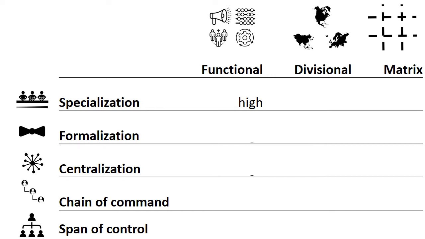Functional structures tend to be high in specialization because each department is specializing in a certain business function. They tend to be high in formalization because each department is responsible for specific tasks. They tend to be high in centralization, where you have usually one executive overseeing all the different functions, and then you have a vice president overseeing each aspect of each different business function, so HR and marketing, et cetera. They tend to have a strict chain of command, and then a low or medium span of control. And by low span of control, I mean that each manager only has a few direct reports.